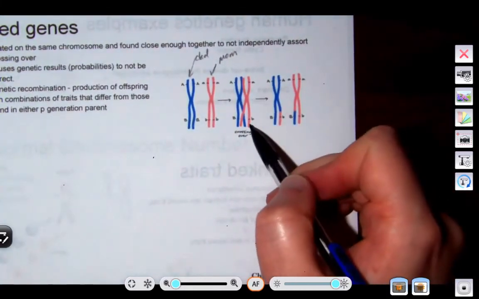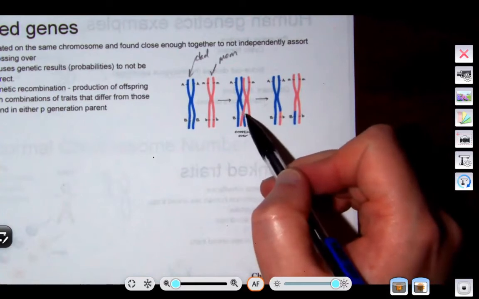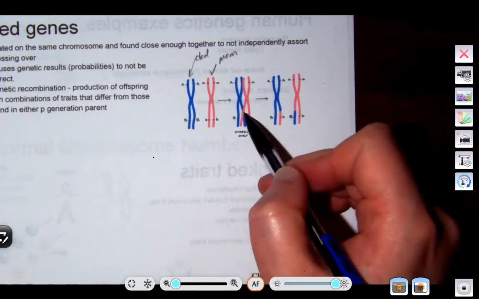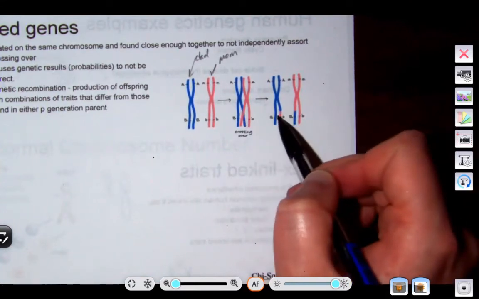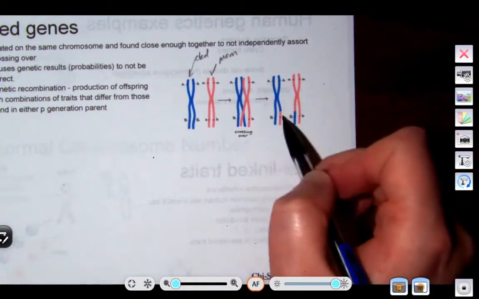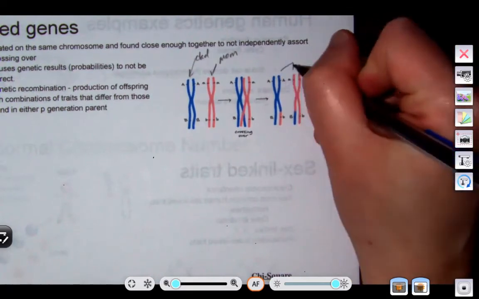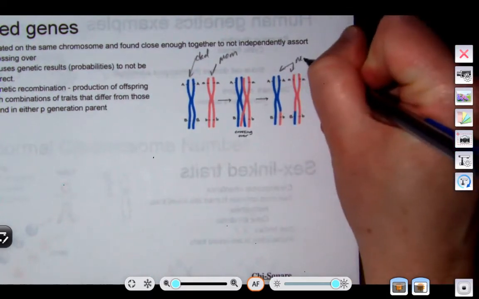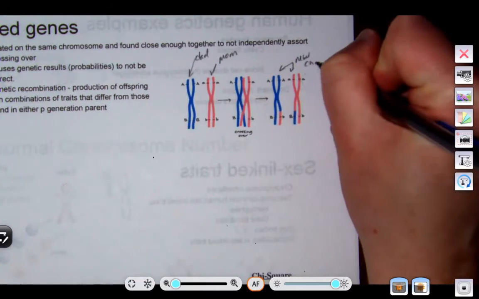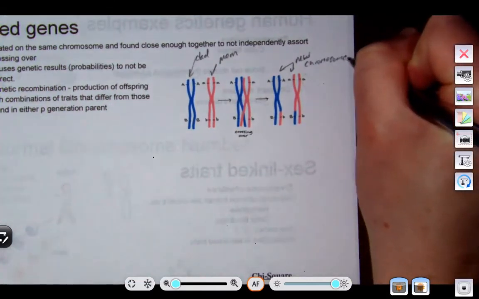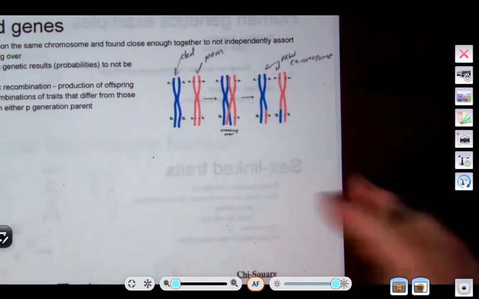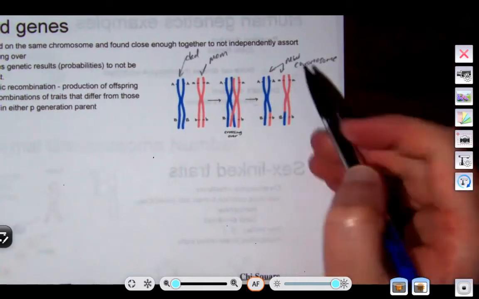And what's going to happen is genes at certain points are going to cross over and swap genes. So whereas before this was a copy of dad's gene and this is a copy of mom's gene, they are now completely new. They are new chromosomes. So this is a new chromosome.